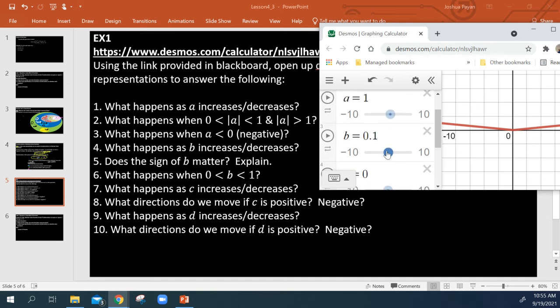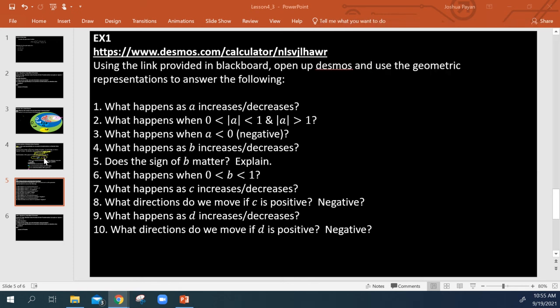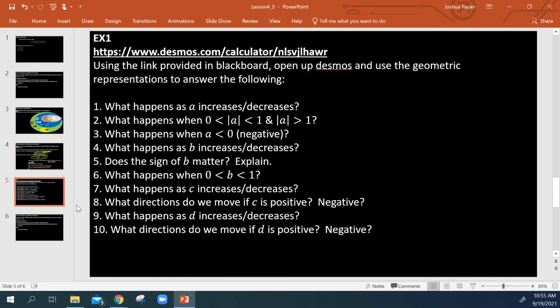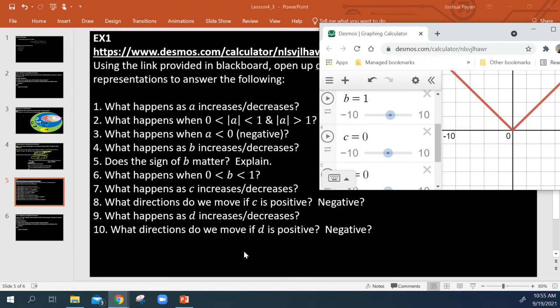So let me reset this guy back to 1, back to the parent function. There we go. Okay, so now let's see what happens with C. And again, C is supposed to be our horizontal translation right here in green. Right, so let's see what happens when we mess around with the slider for C. Okay, so as C increases, we see that we shift to the right. We translate to the right that many units.